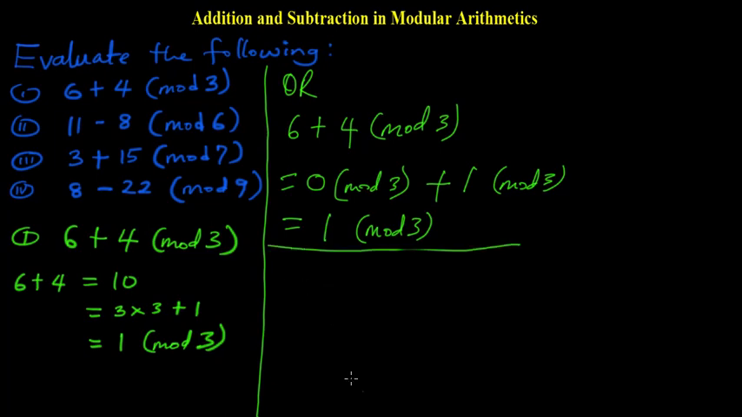Okay, let's try question number 2, which says 11 minus 8 in modulo 6. In a simple way, 11 minus 8 will give us 3. Since 3 is less than 6, 3 can form a residue for 6. That means our answer will remain 3 modulo 6.